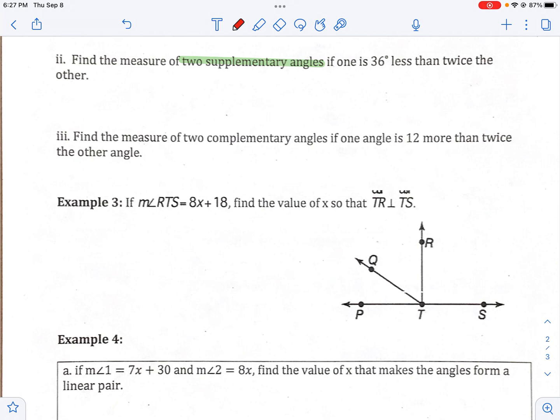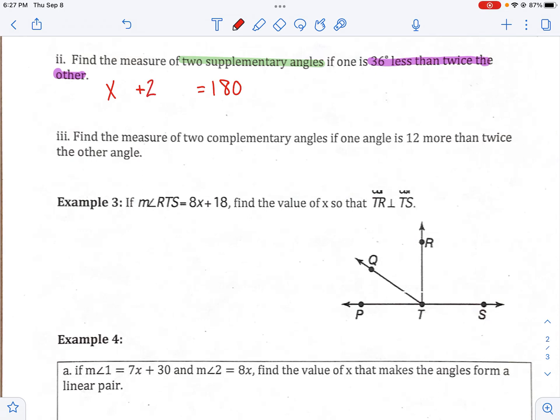So I have two things here that are adding. Something plus something else equals 180 degrees. Well, I don't know what either one of those angles are. So I can start with my unknown of x. One of those I don't know. The other one, I also don't know for sure what it is, but I know that it is 36 less than twice that missing angle.